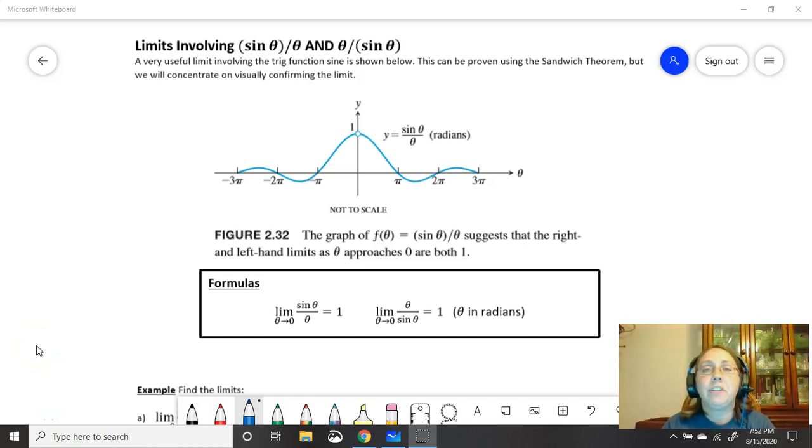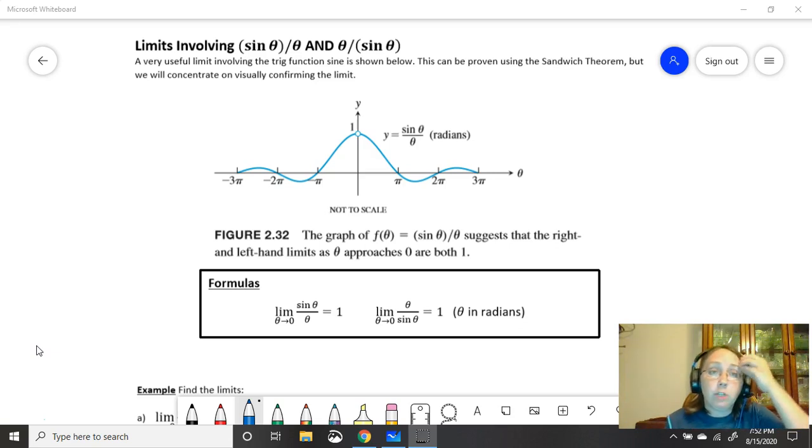Hi everybody, in this video we're going to talk about a very special case which involves a limit of sine of theta over theta or theta over sine of theta. It goes both directions, so the same rule will apply either way. So we're going to look at it for just one of the cases, and you guys can use it as extra time to graph it and look at the other case.